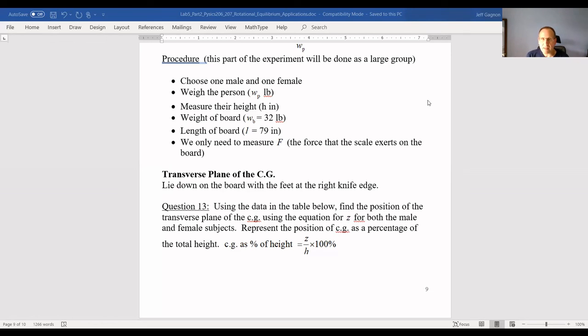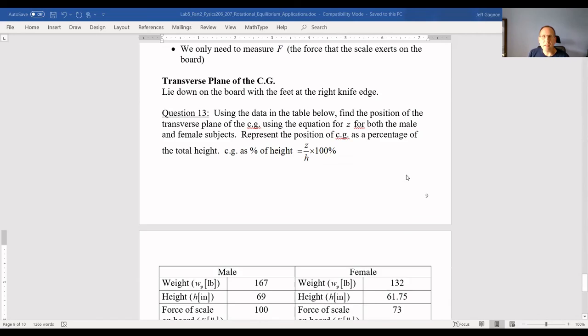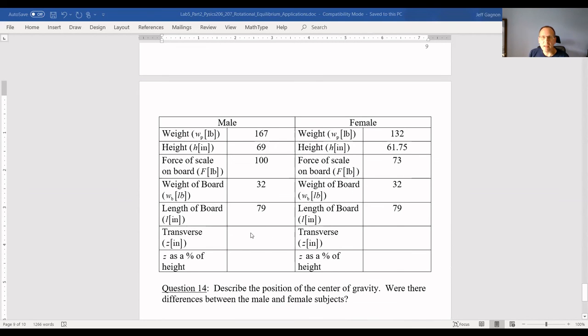So the only thing that we needed to measure was that force F that the scale exerted on the left knife edge while they were lying down. And that value is in the table. So I have all the values in the table here. So this is for the male subject. This is for the female subject. So what I want you to do is to calculate Z. So you can use that same equation to calculate Z for the male subject and for the female subject. Remember, that'll be in inches.